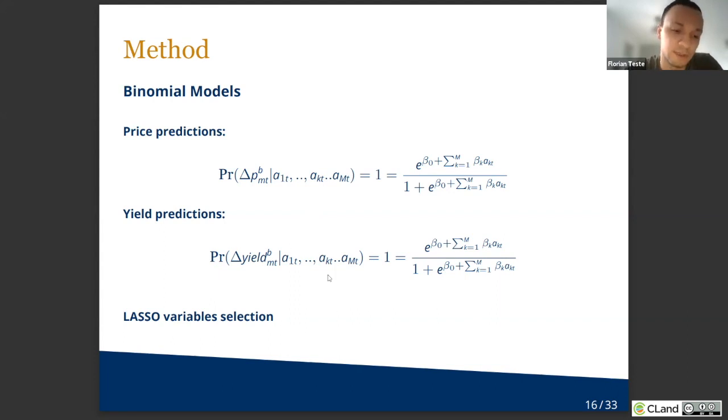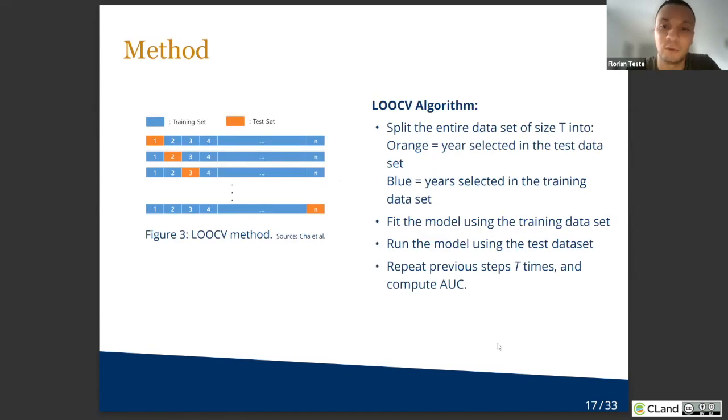Then we also did variable selection using lasso. Lasso will simply shrink some variable coefficients to 0. It will select some variables. Okay, and we also did leave-one-out cross validation. It's a method of cross validation.